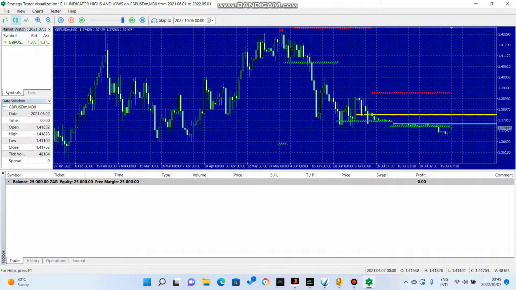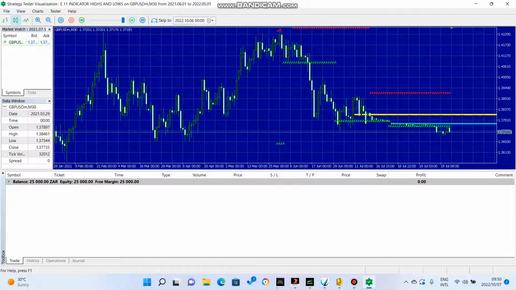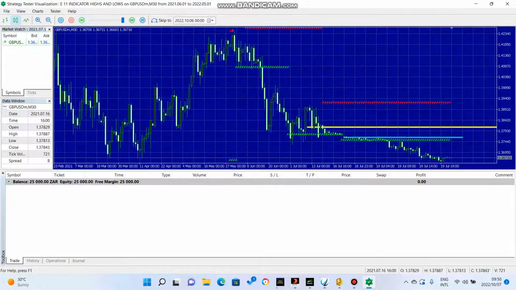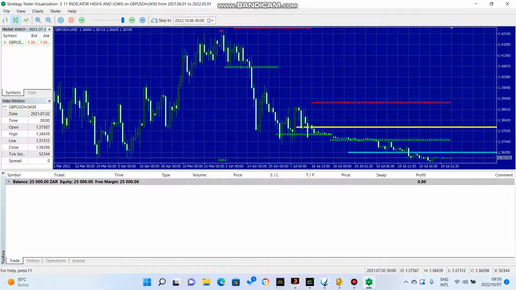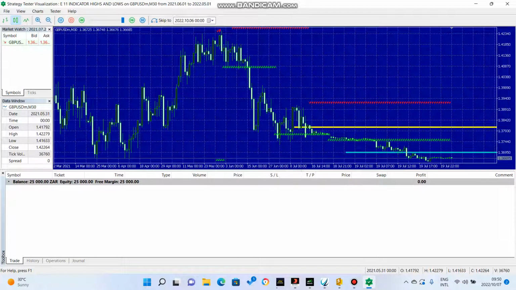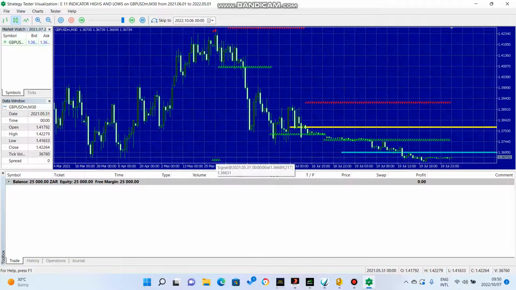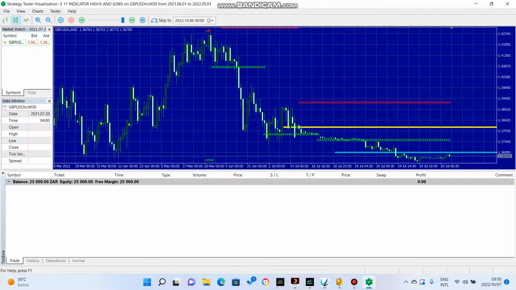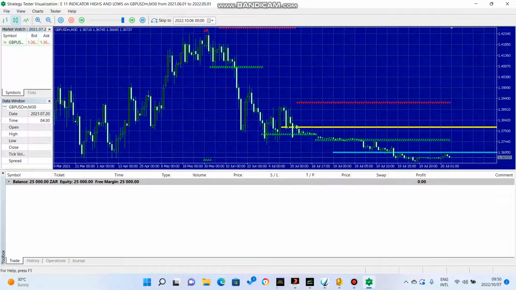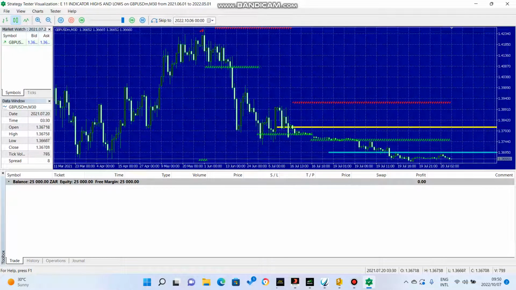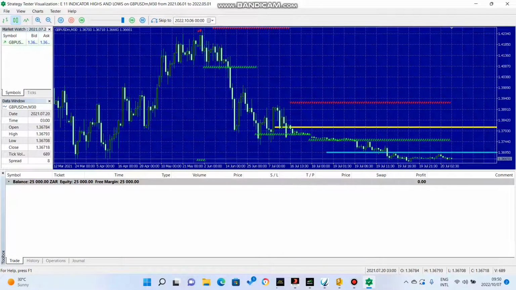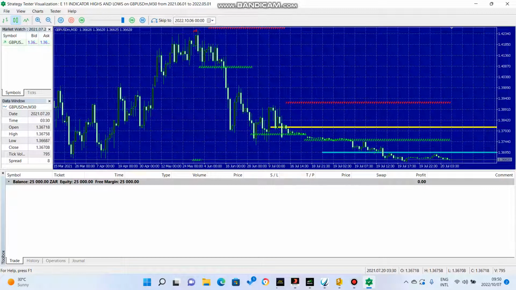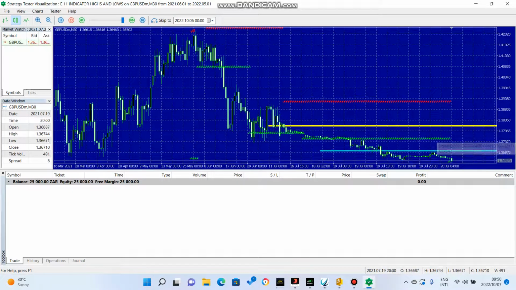Right, so let us speed it up a little bit. As you can see there, we would have been in profit. You take your profit probably at this previous low where it is right now, but price is still below our daily pivot line. We still focus on selling. So now we take another sell, put our stop loss above the previous low, as you can see there by the green lines which is formed there.